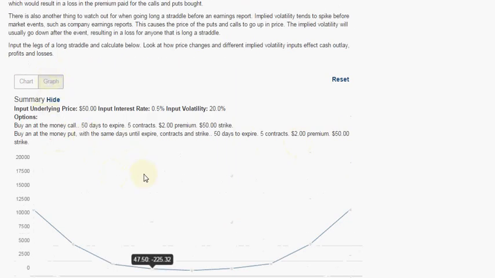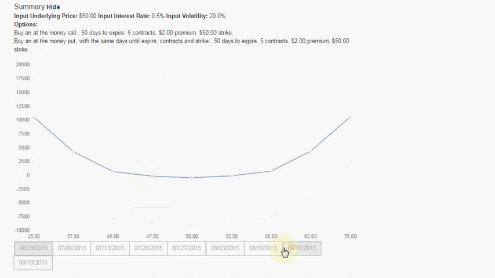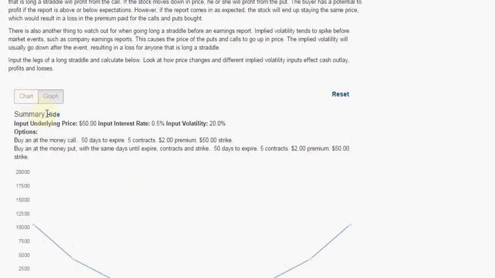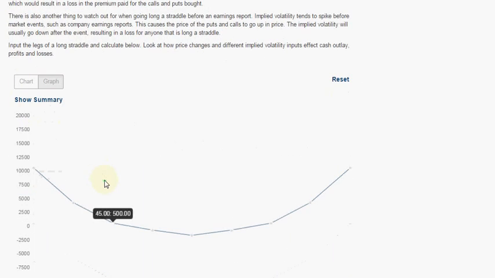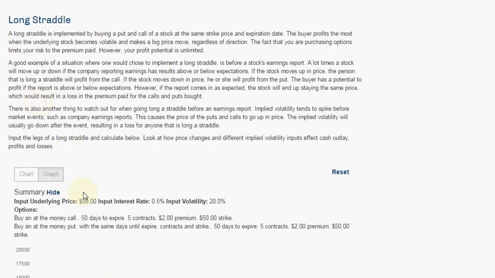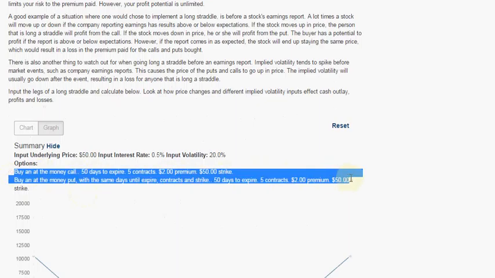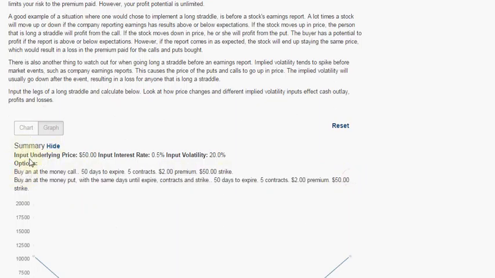And you can look at a graph of how it looks here, so you can get an idea of the payoff. You can see a summary of what you're doing. It shows you how you implement that particular strategy.